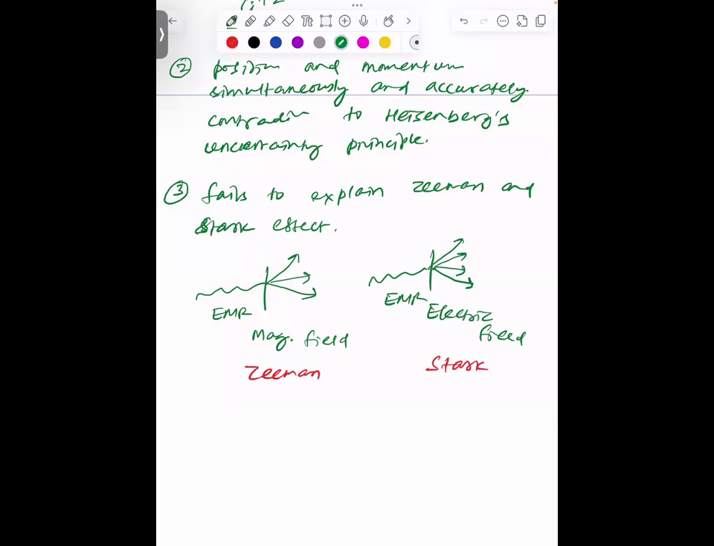Remember, Stark effect is related to the electric field, and Zeeman effect is related to the magnetic field.